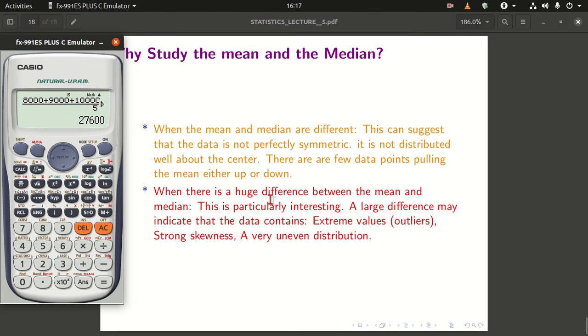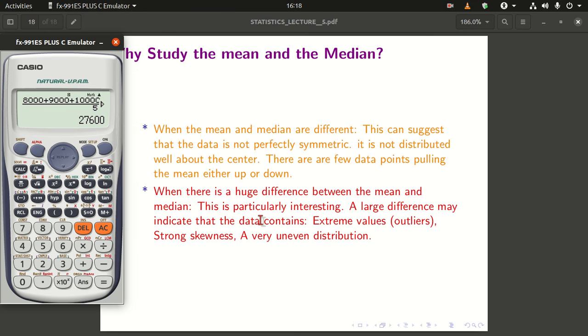When there is a large difference between the mean and the median, this is particularly interesting. A large difference may indicate that the data contains extreme values, which means there are outliers. There is strong skewness. In other words, the data is either skewed or pushed to the left, but it is very uneven.